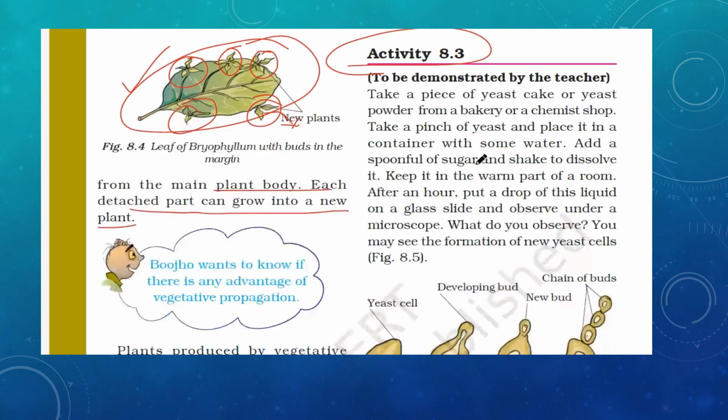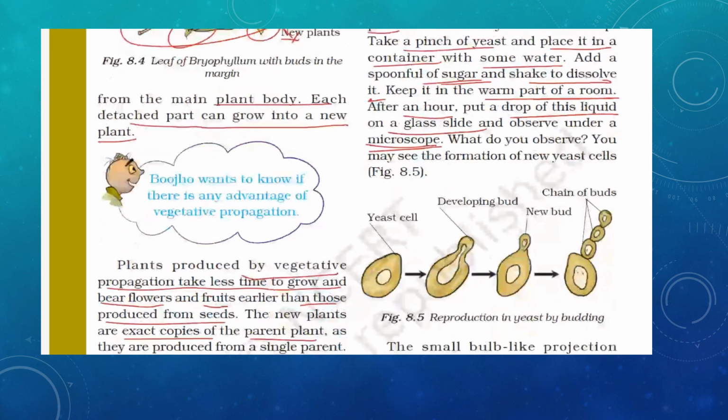So take a piece of yeast cake or yeast powder. Yeast powder is easily available in your grocery store. You just take it from a grocery or a bakery shop, take a pinch of yeast and place it in a container with some water. Now add a spoonful of sugar and shake it to dissolve it. Keep it in a warm part of a room. So what will happen after an hour? Put a drop of this liquid on a glass slide and observe under a microscope. If you are observing under a microscope, what will you observe? You will see formation of new yeast cells. So this is a yeast cell.